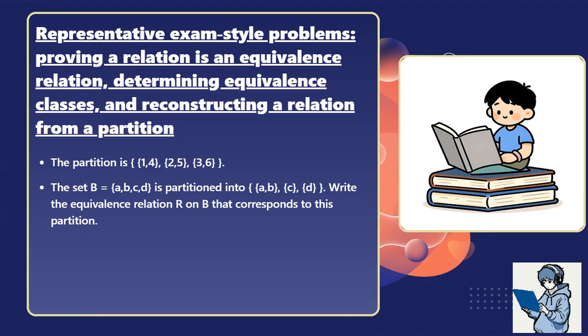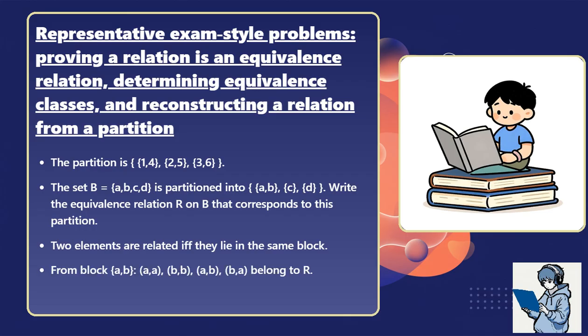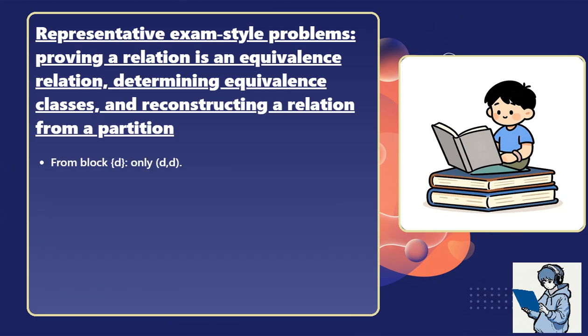The set B containing a, b, c, d is partitioned into the subsets {a, b}, {c} alone, and {d} alone. Write the equivalence relation R on B that corresponds to this partition. Two elements are related if and only if they lie in the same block. From the block containing a and b: (a, a), (b, b), (a, b), and (b, a) belong to R. From the block containing c, only (c, c). From the block containing d, only (d, d). So R equals the set consisting of (a, a), (b, b), (c, c), (d, d), (a, b), and (b, a).